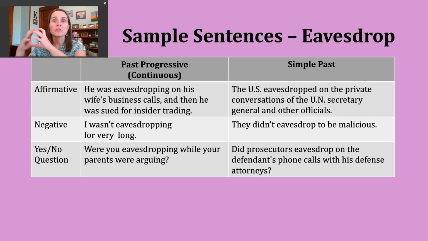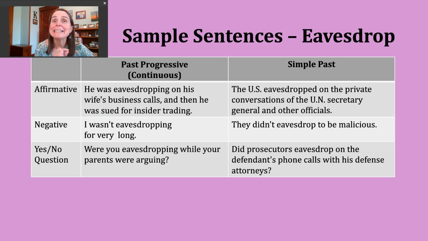So in the affirmative, you're going to see a subject, and then you're going to see the ed form of the verb. An example of this. The U.S. eavesdropped on the private conversations of the UN Secretary General and other officials. Okay? So here we're talking about a completed action. I know my sentence doesn't have a time signal here, but it was part of a longer story, and so there would have been a specific time in mind from this particular writer.